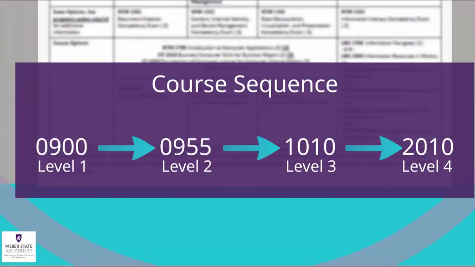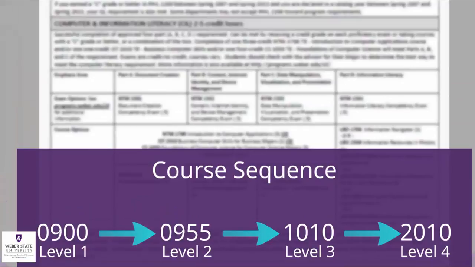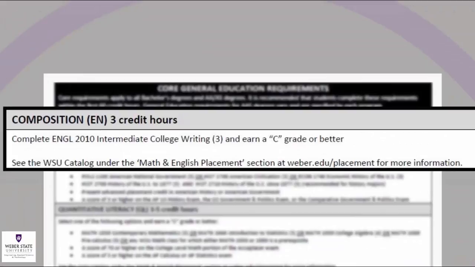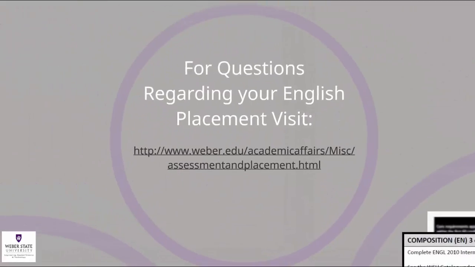The sequence for English is English 900, English 955, English 1010, and English 2010. Please note that English 900 and 955 are considered developmental courses, and the credits and grades earned in these courses do not count toward your overall credits for graduation or toward your GPA. Also note that all classes must be passed with a C or better. If you have questions on your English placement, please see the Assessment and Placement Policy on the website shown on your screen.